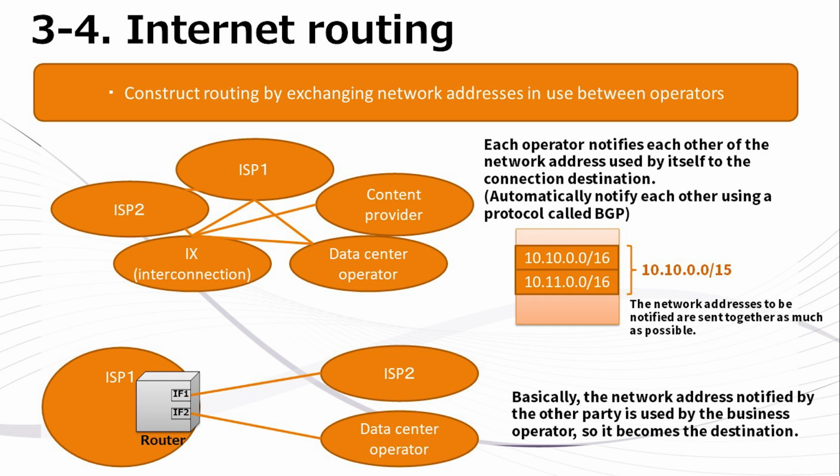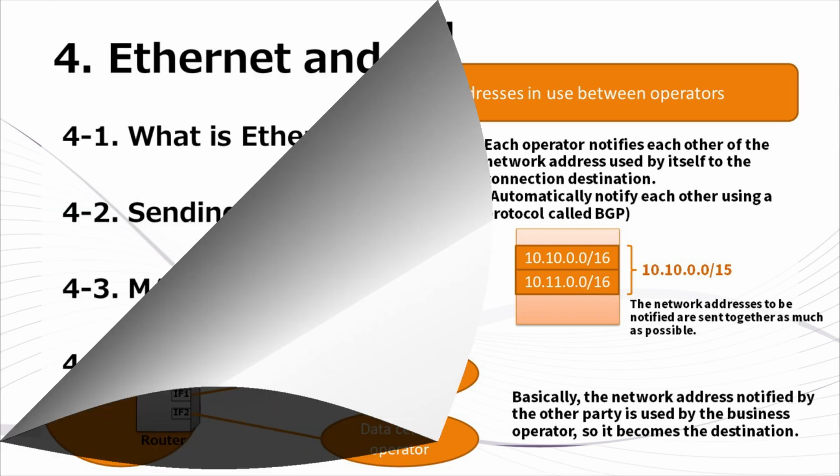Still, according to data from 2014, the routing table at the heart of the internet has more than 500,000 routes. It's very simple, but I think it's good to think that it's basically built with this kind of thinking.